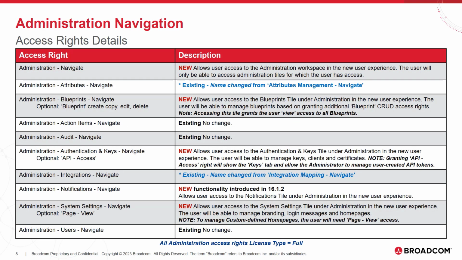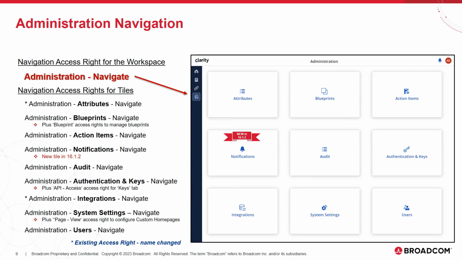This slide provides more details on the 10 access rights. You may recognize that some rights were already existing in the prior release. We've renamed some of these rights so that they all have consistent naming patterns to make it easier to locate them when the administrator is granting the access to users. Because these are administration rights, they are all classified as a full license type. Here you can visually map the new access rights to the appropriate menu link or to the administration tile, as you can clearly see the name of the right matches up to the name on the tile.